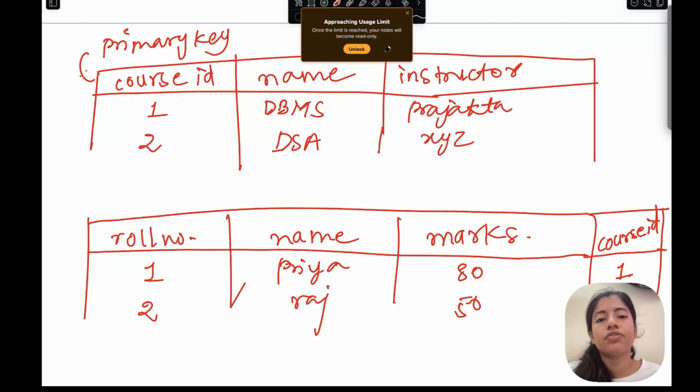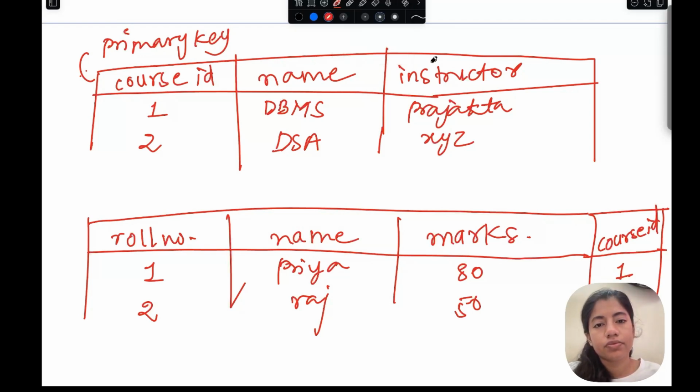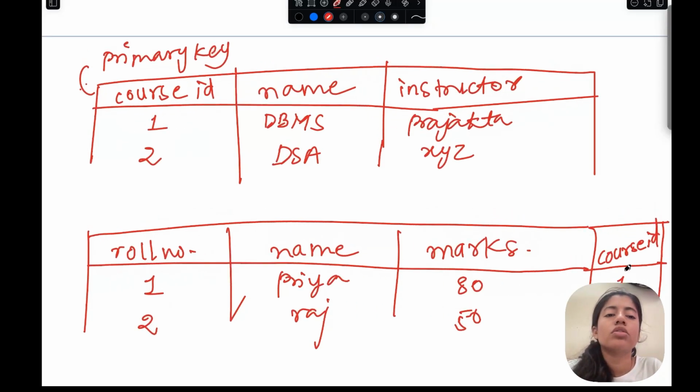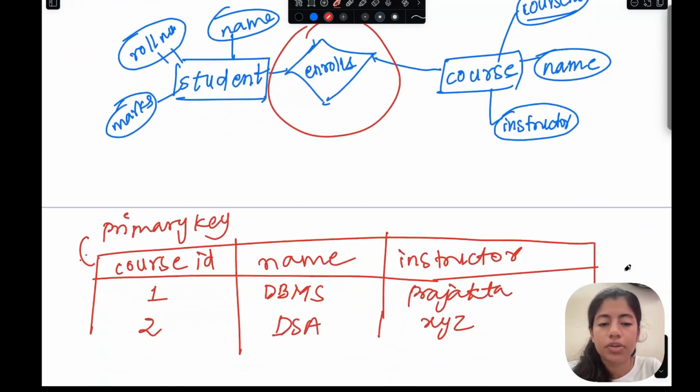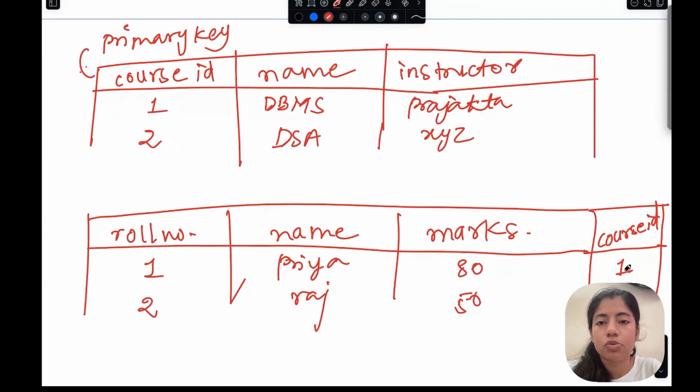If I want to say that Priya is enrolled in the DBMS course, I'll have course ID 1 corresponding to Priya. But Raj is enrolled in the DSA course, so I'll use course ID 2 to relate it to him. So this is how we relate things. Now we're clear how to represent an ER diagram in the form of a relational model.